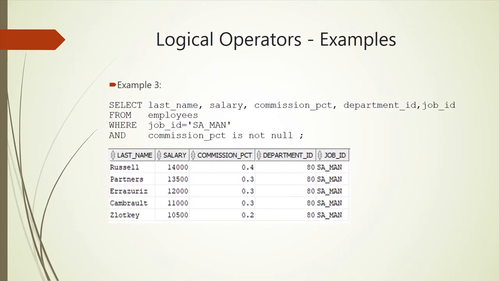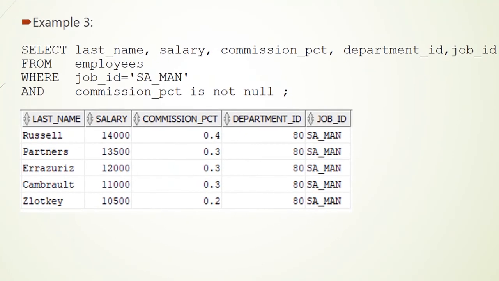Let's take another example here. SELECT last_name, salary, commission_pct, department_id and job_id FROM employees, and here WHERE job_id = 'SA_MAN' AND commission_pct IS NOT NULL. So this is the first condition and this is the second condition.